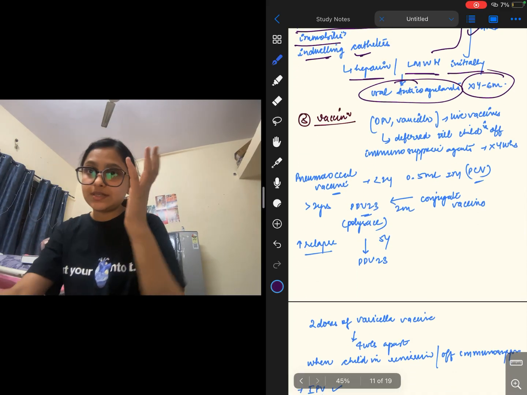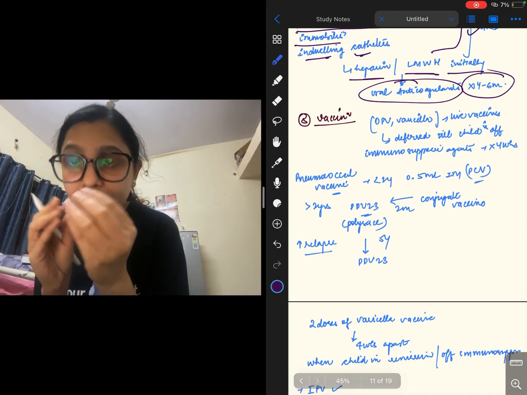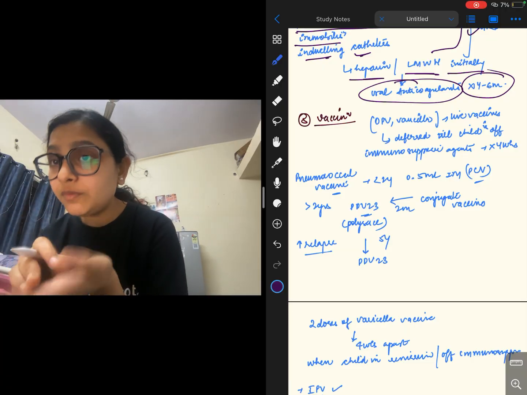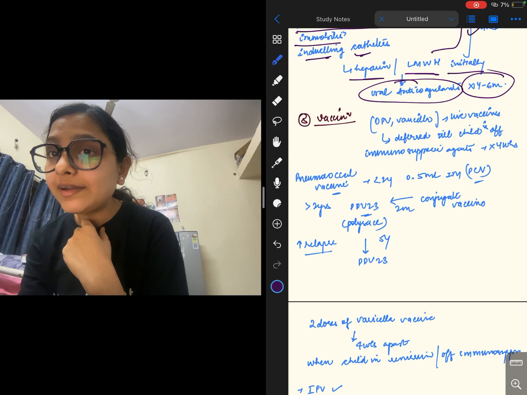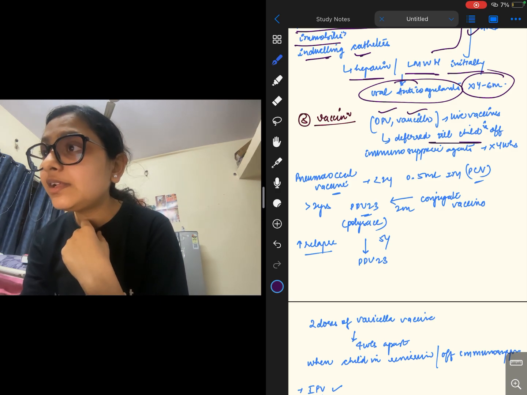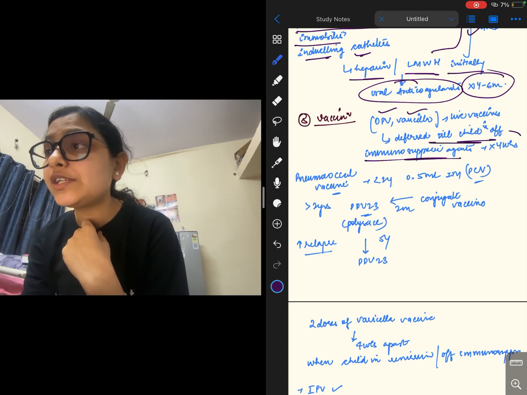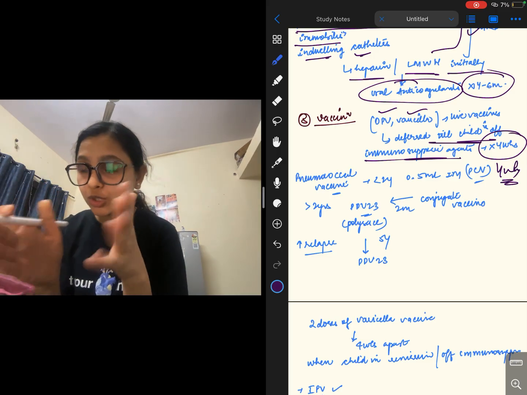Then comes vaccination. See, in nephrotic syndrome, they are already immunocompromised, and you are giving prednisolone, which is an immunosuppressant. So you have to defer the live vaccines. Okay, you can't give live vaccines. OPV, varicella are deferred till the child is off immunosuppressive agents for 4 weeks. Okay, like a 4 week gap should be there.